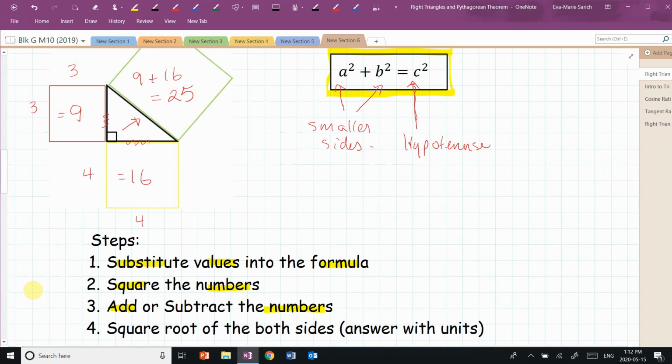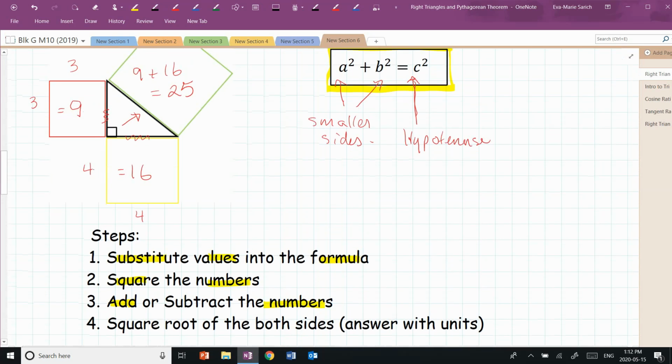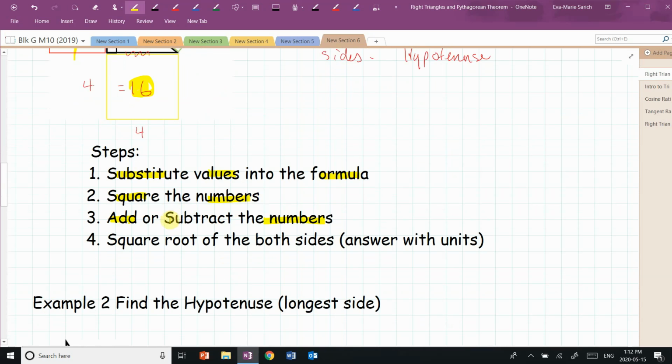If you're given the big side and one of the small sides, you can subtract to get the other small side. So look here, if we're given 25 and we're given 16, 25 minus 16 is going to give us 9. So in fact, we can go and subtract. The big side minus a small side is going to give us the other small side. Okay, so it depends on what's given, whether we add the two smaller sides or we subtract a bigger and a smaller side to get the other small side.